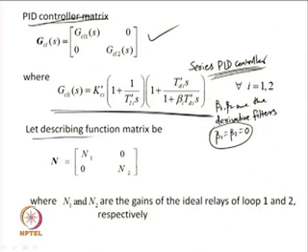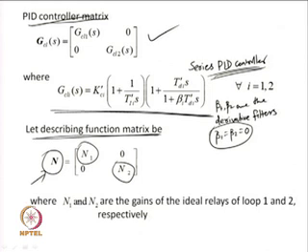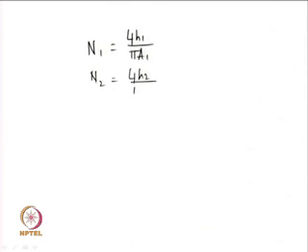Now, let the describing function matrix for the two relays be given by the nonlinear matrix N equal to N1 0 0 N2, where N1 and N2 are the gains of the ideal relays for loop 1 and 2. So, how are the gains described? Now, N1, as you know, is equal to 4 h1 upon pi a1, and N2 will be equal to 4 h2 upon pi a2 for ideal relays.